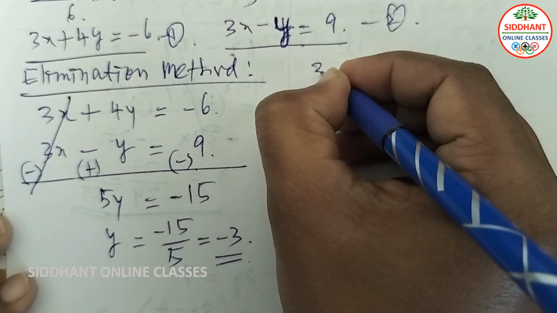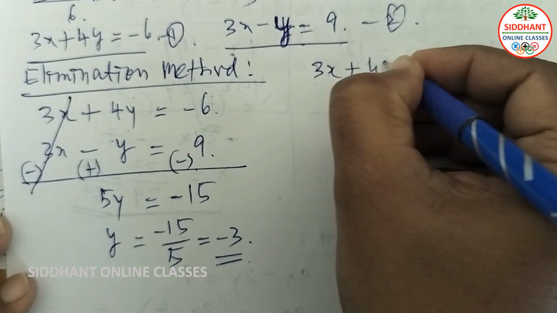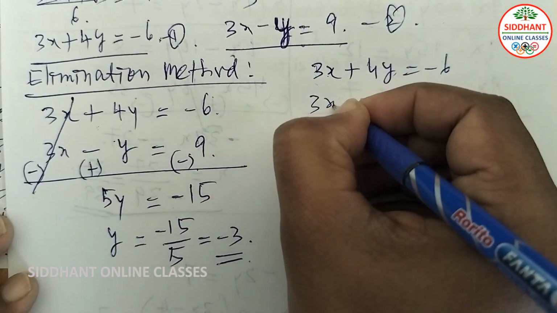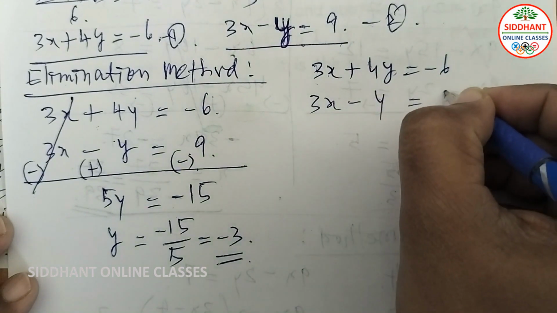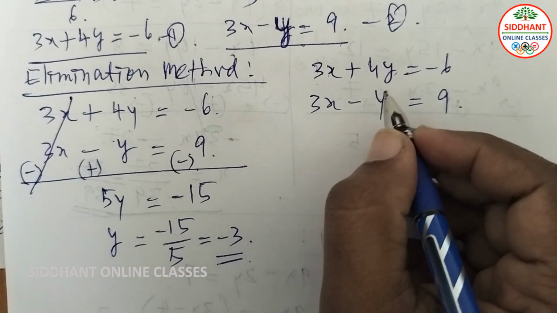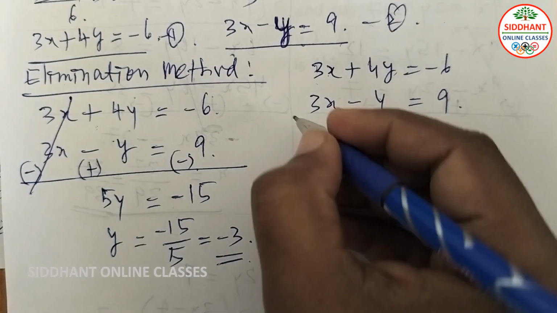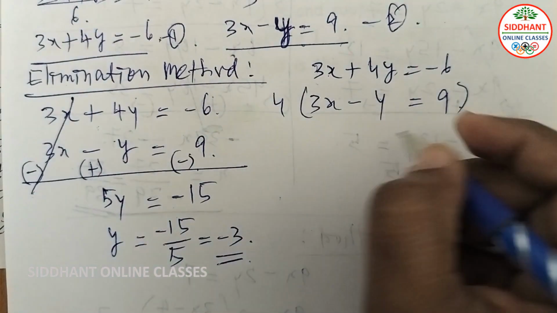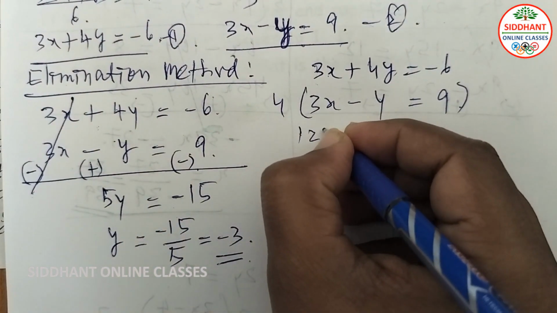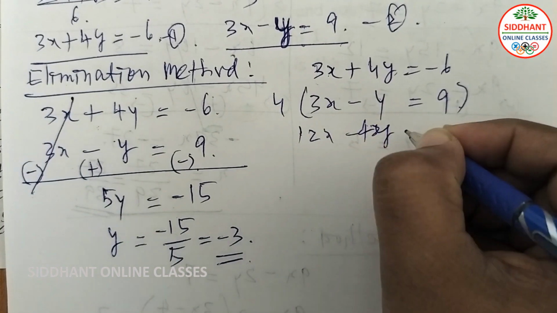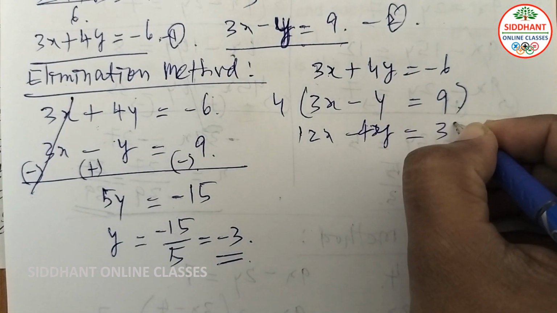Now two equations: 3x plus 4y equal to minus 6 and 3x minus y equal to 9. Now we are going to eliminate the y variable. To eliminate, we are going to multiply by 4. When you multiply by 4, we get 12x minus 4y equal to 36.